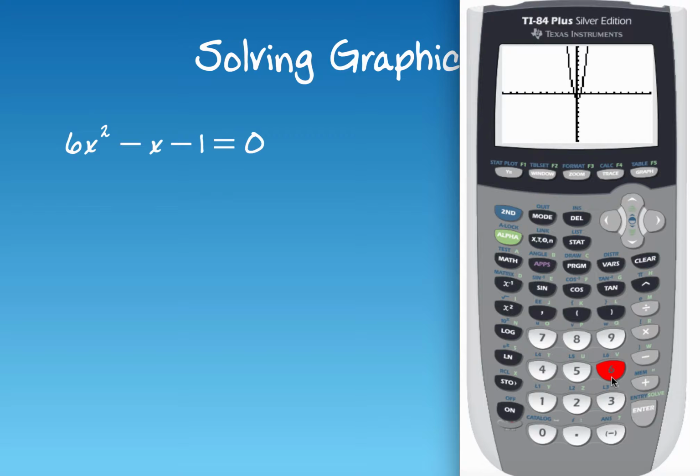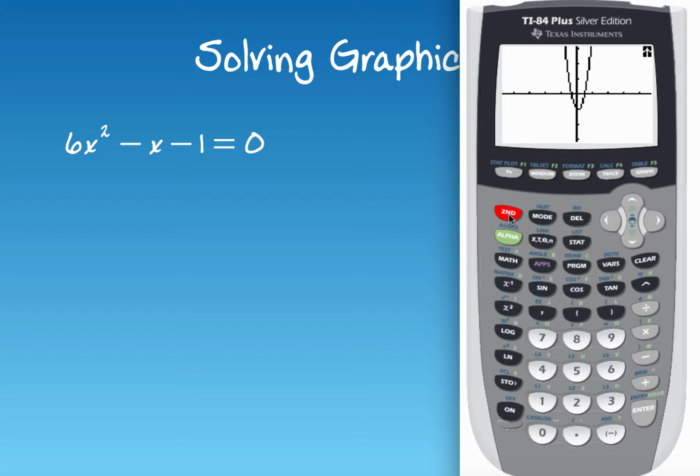Okay, remember when we have a quadratic function, we could have up to 2 solutions. It all depends on the degree. So I could have 2 solutions, 1 solution, or no solution. In this case, I see that I have 2 intersections here, so there are 2 solutions. I'm actually going to zoom in a little bit here to get a better look at the graph.